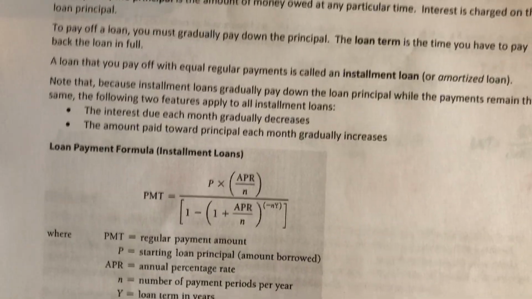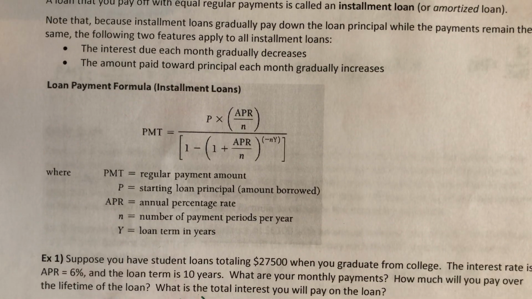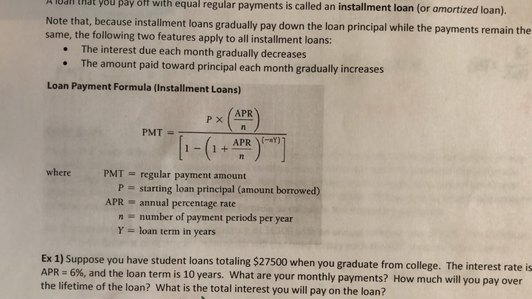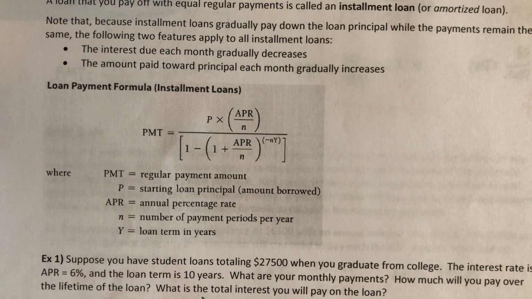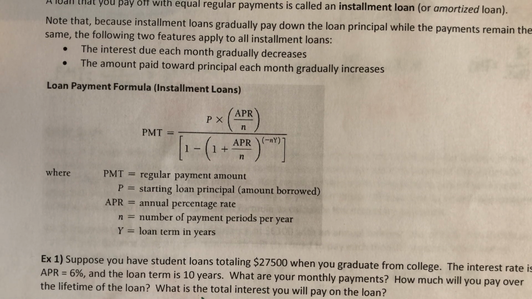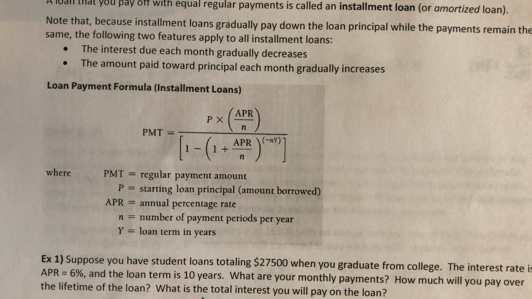All right, so here is our formula. It is very similar to the one we had last time when we were making the investments. Just note the brackets around the denominator. If you're going to plug everything into the calculator, you've got to put double brackets. And also with the exponent, that is a negative n times y. If you forget the negative, it will be wrong. Remember, these are very unforgiving if you plug something into the calculator incorrectly.